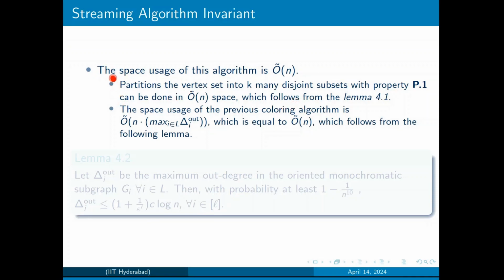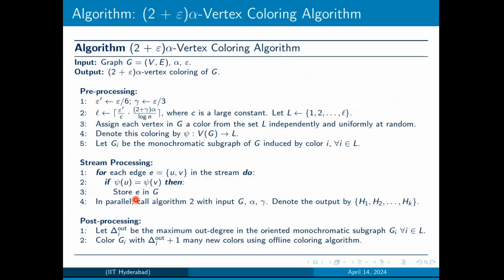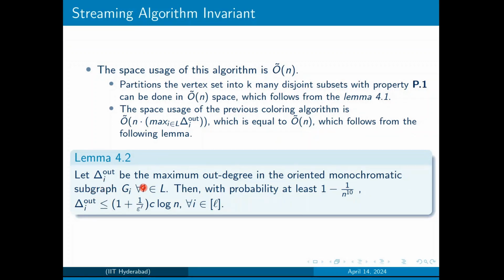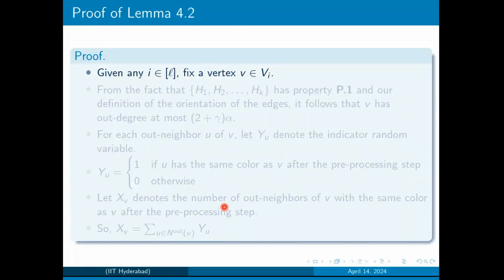In the first part, we have seen that this partitioning can be done in O tilde of n space. This is the result of another paper, so we will not discuss it here. What we will discuss is that the edge storing uses at most O tilde of n space, which comes from the following lemma. The lemma says: let delta out be the maximum out degree in the oriented monochromatic subgraph. Then with high probability, delta out is at most some function of log n, for all those monochromatic subgraphs. Now let's give the proof of this lemma.